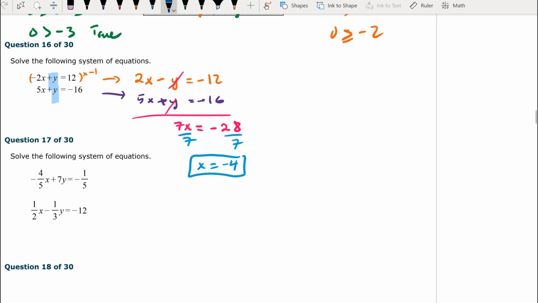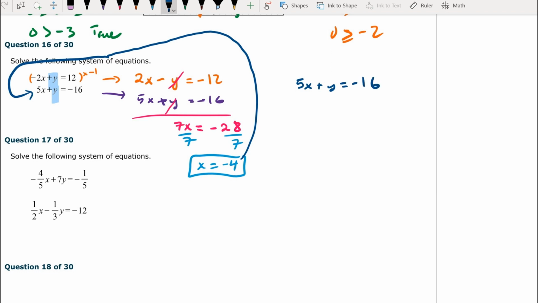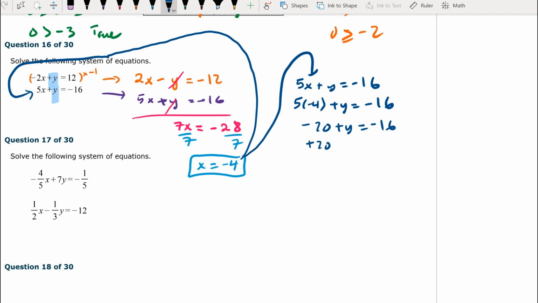Then we take this answer and plug it back into one of the originals. It doesn't matter which one. I like to use the second one because it looks easier to me. 5x plus y equal to negative 16. We know x is negative 4, so 5 times negative 4 plus y equal to negative 16. 5 times negative 4 is negative 20, plus y equal to negative 16. So we're going to add 20 to both sides. Y equal to positive 4 is the final answer. So the point is negative 4, comma 4.